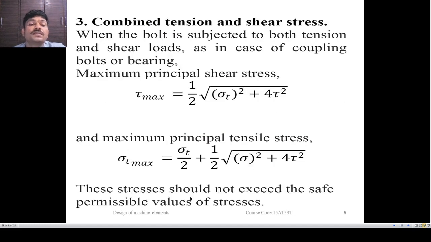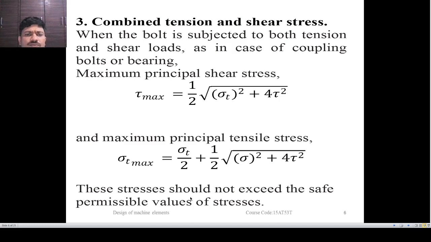Next we will move on to the third type, that is combined tension and shear. Here, in the case of the coupling, there is a chance of combined stresses developing. Both tensile as well as shear stresses are induced in the material of the bolt used in the couplings as well as in the bearings. Since they are used for dynamic applications, very high speed applications, wherever there is rotation or the speed of the shaft is more, at that time we use this type of nuts and bolts for the coupling.